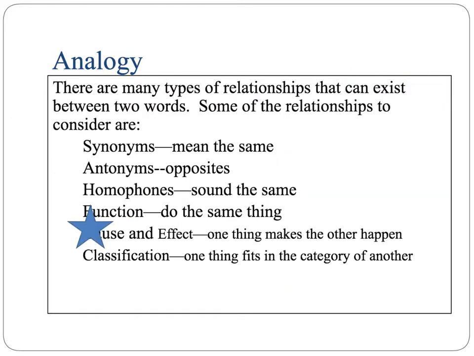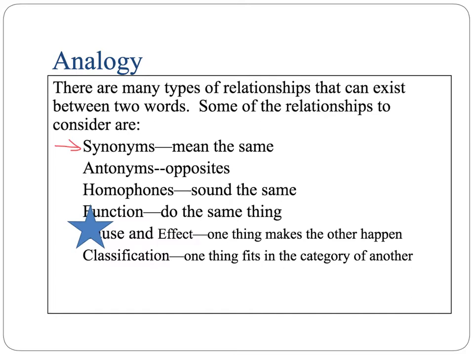Okay, so there are multiple different relationships. These are some of the different relationships that we have. So synonyms, if the two words mean the same thing, then obviously you will pick the word that means the same thing as the word before the blank. Antonyms, if two words are opposite from each other. Homophones, they sound similar to each other. Function, the two objects do the same thing.